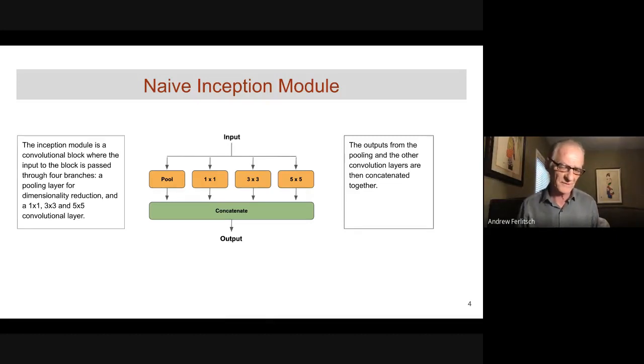This is what they first experimented with before they went to the contest. As you can see here, they take their input and run it in parallel through 4 different layers: a pooling layer, a 1x1 layer, a 3x3, and a 5x5. You can see these are different filter sizes. Then they take their outputs and concatenate all 4 outputs together.